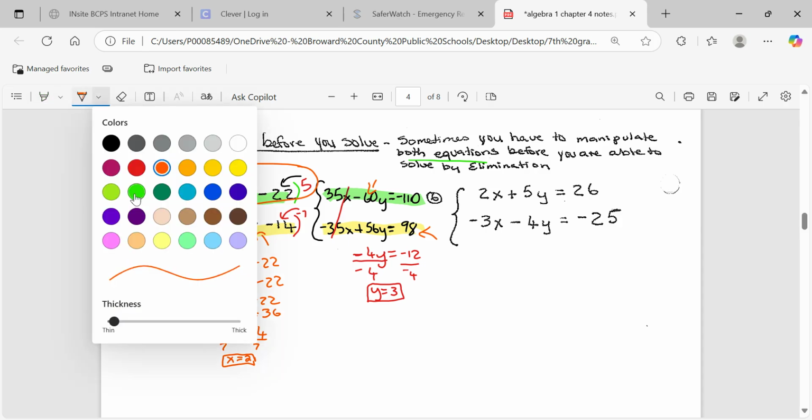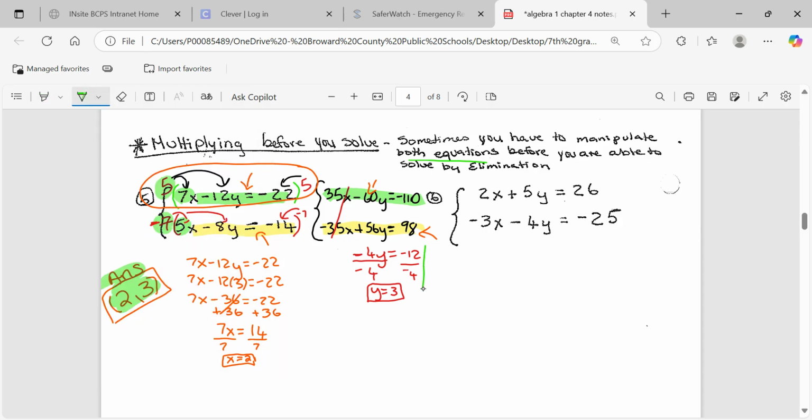All right, so now, of course, we want to go ahead and check this work. Maybe something happened. You should know before you turn anything in if you are correct or not. And so we would have, okay, let's do this quick. 7x minus 12y is equal to negative 22. 7 times 2 is equal to, minus 12 times 3 is equal to negative 22. 14 minus 36 equals negative 22, and that is true.